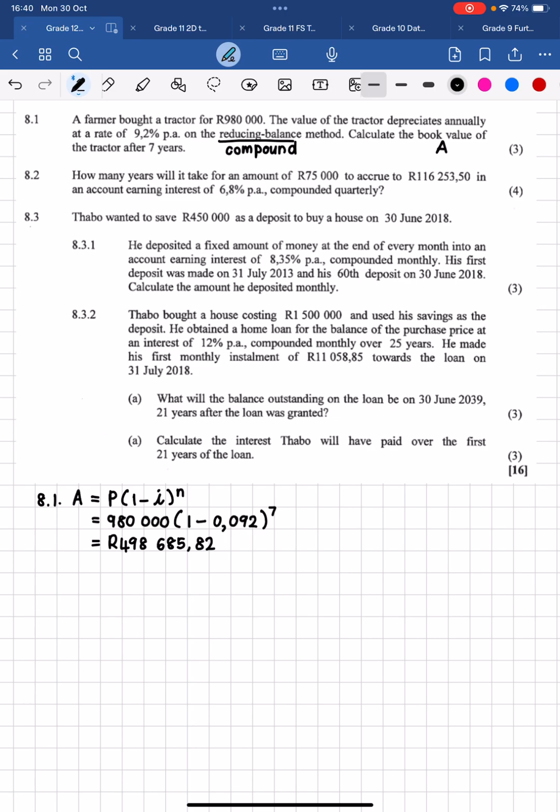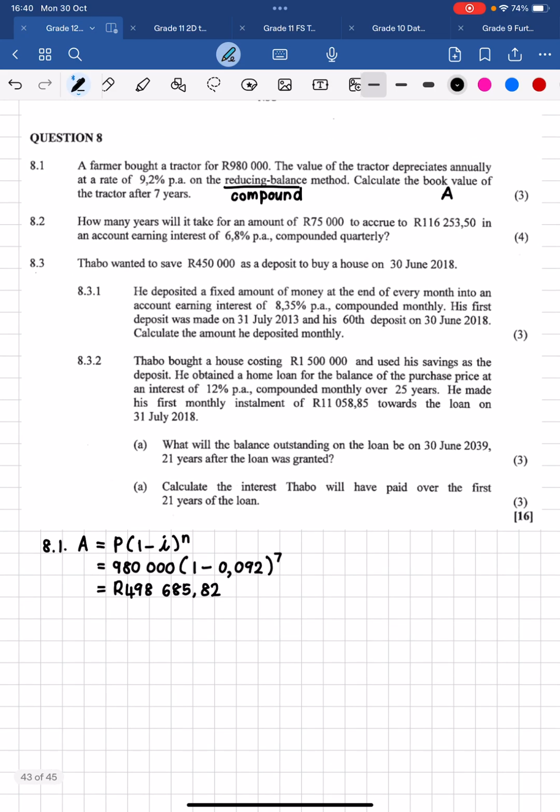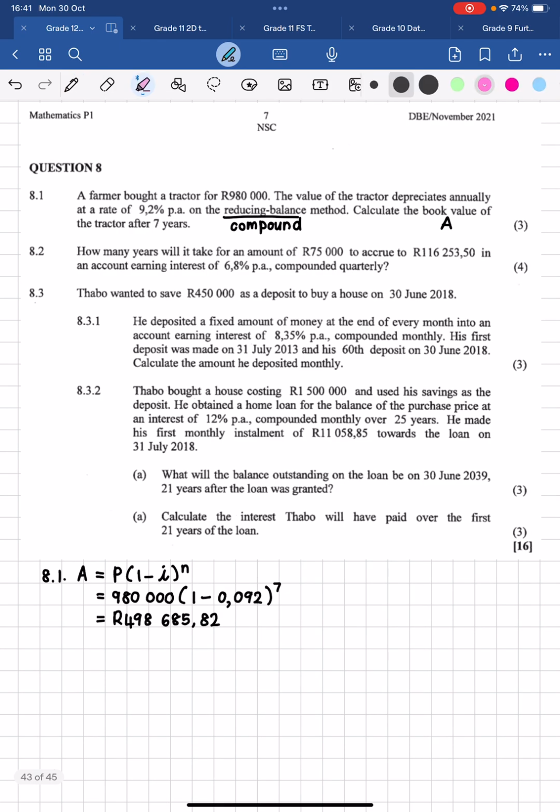All right. 8.2, let's look at this one. This I also want to go through because 8.2 is actually a logs question, which is important. How many years will it take for an amount of 75,000 Rand to accrue? Now, when they say to accrue, that means to grow, right? To increase to 116, blah, blah, blah, in an account earning interest of 6.8% per annum, compounded quarterly. Now, guys, we must be careful here because if it's compounded quarterly, that means that we're going to put this interest rate over 4. And then when we solve for n, the answer that we're going to get is going to be the number of quarters. Then we must remember they're asking for how many years. So we're going to have to take the number of quarters and divide it by 4.